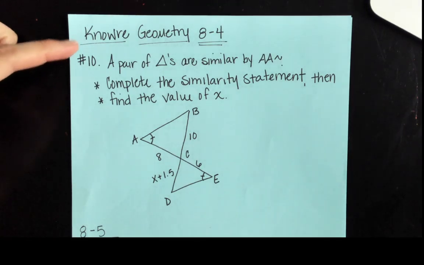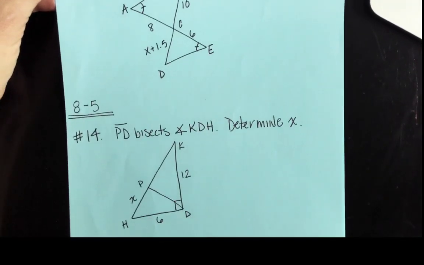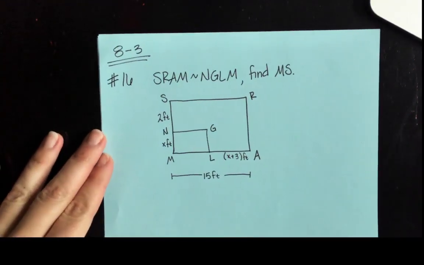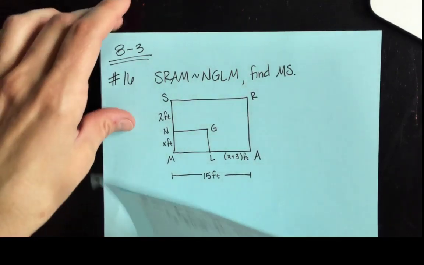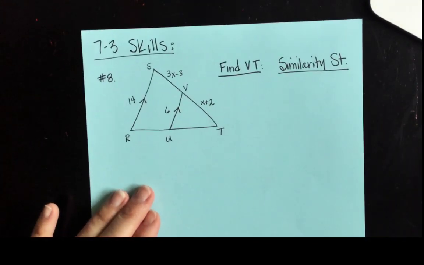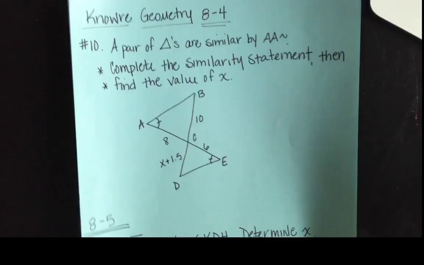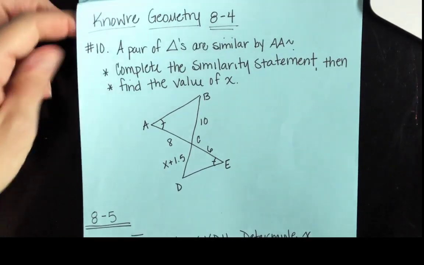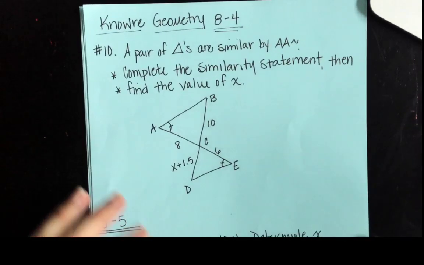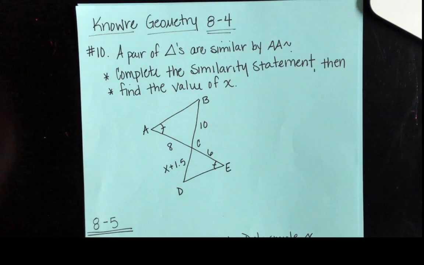So I was asked to go over number 10 from 8.4, number 14 from 8.5, number 16 from 8.3, and number 8 from our skills practice 7.3. So I have 4 questions that I was asked to cover with you. I would like to do that and explain some things, maybe show you, if you haven't already seen it in the NoRe account, again, highlight some things that are in that pop-up menu.